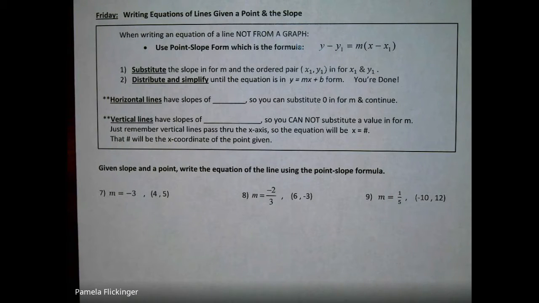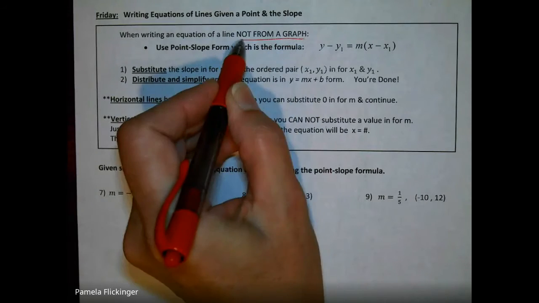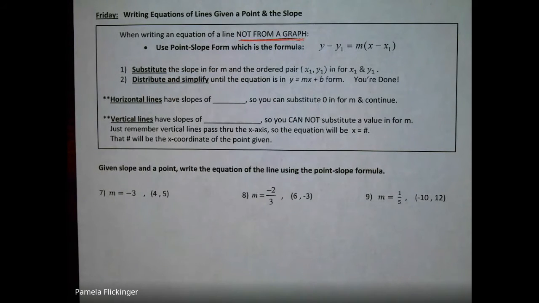So today we're going to continue with writing equations. But today we're going to use a new formula that's called the point slope formula, or point slope form. And this is how we would write an equation when we're not using a graph. All you need to write the equation are those two things. The name tells you: you need a point or an ordered pair, and you need the slope.